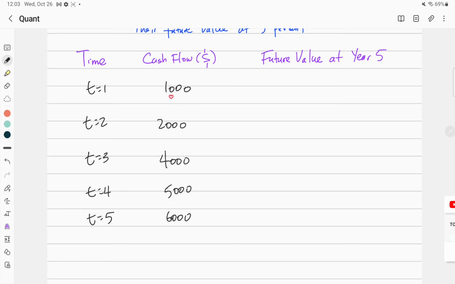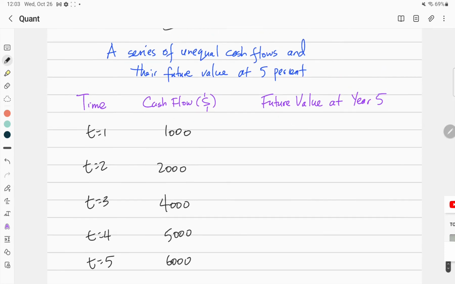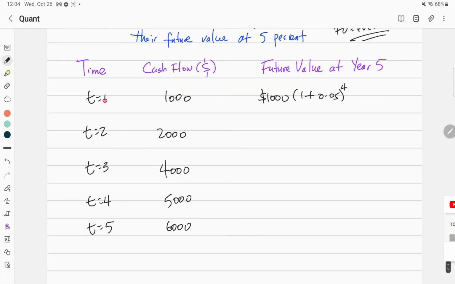So for this, we're still going to use the formula FV equals PV times (1 plus the interest rate R) raised to N. So here, $1,000 present value times (1 plus 0.05) raised to 4, because between T1 and T5 we have 4 years: 1, 2, 3, 4. So this will give us a value of $1,215.51.